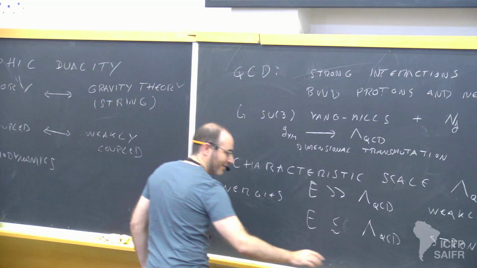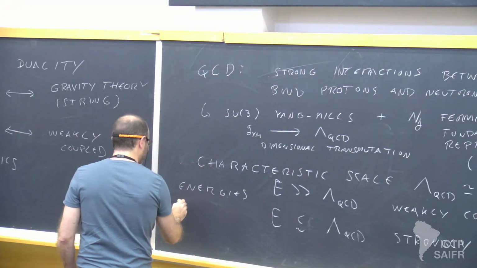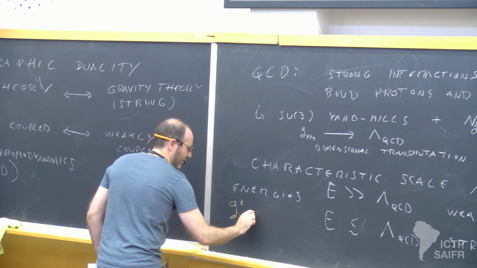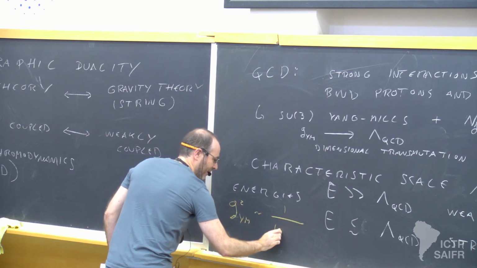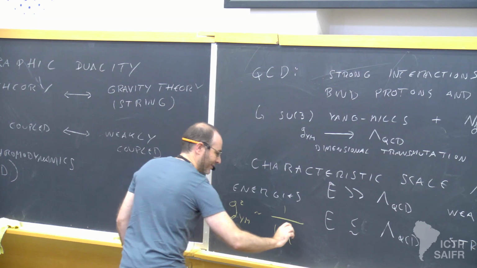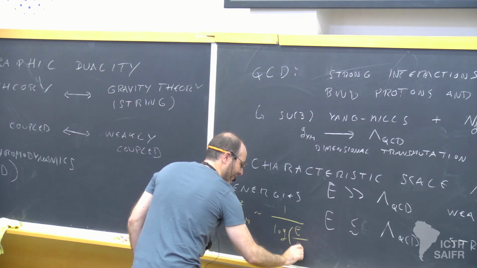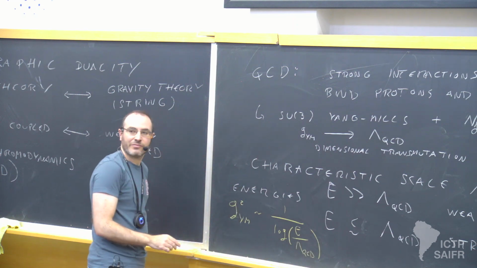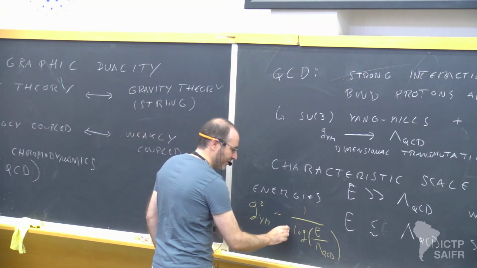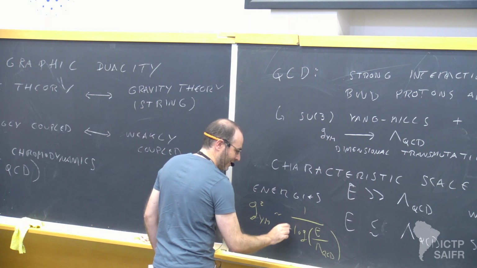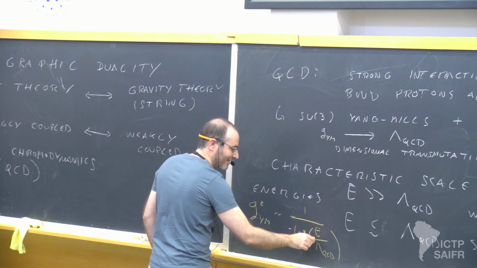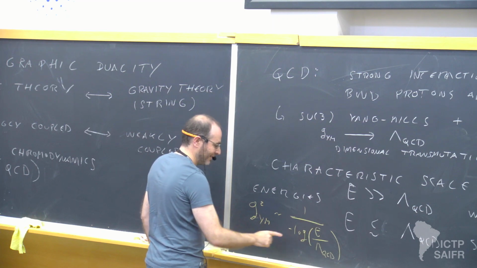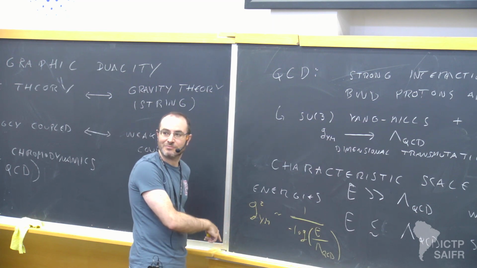More or less the Yang-Mills coupling constant, roughly speaking, goes like 1 over log of the energy over lambda QCD. OK, so when the energy becomes very large, then this log becomes large, and then the Yang-Mills coupling becomes small. Okay.